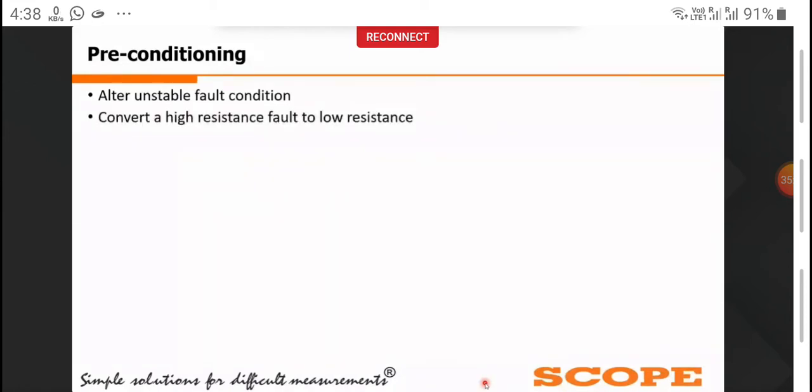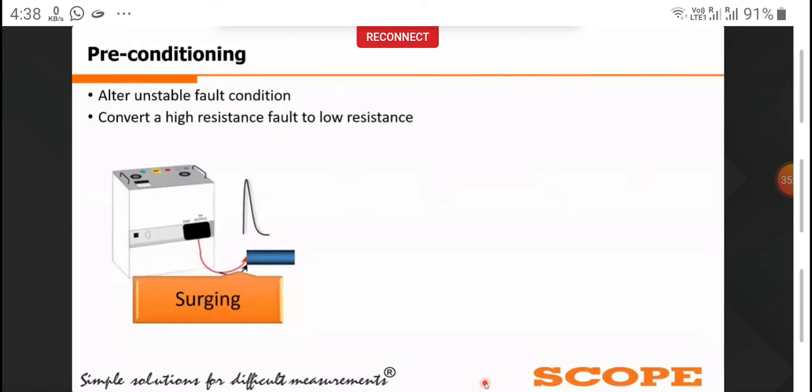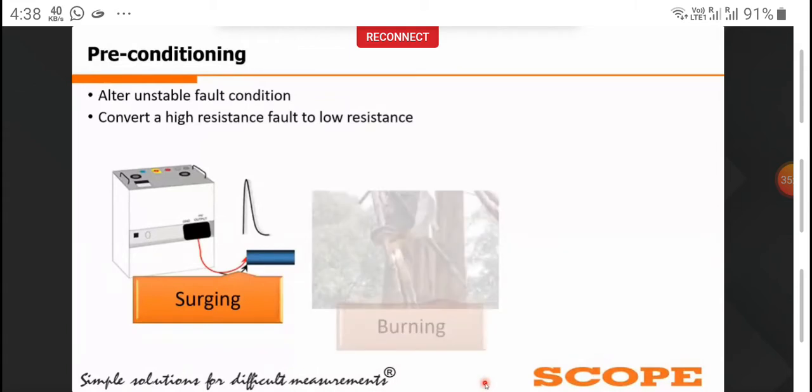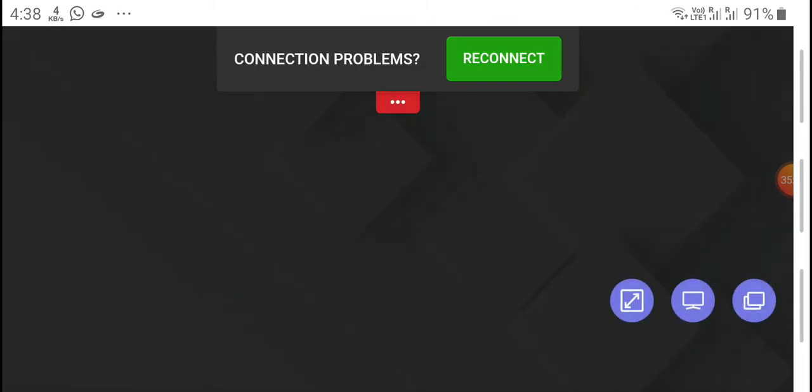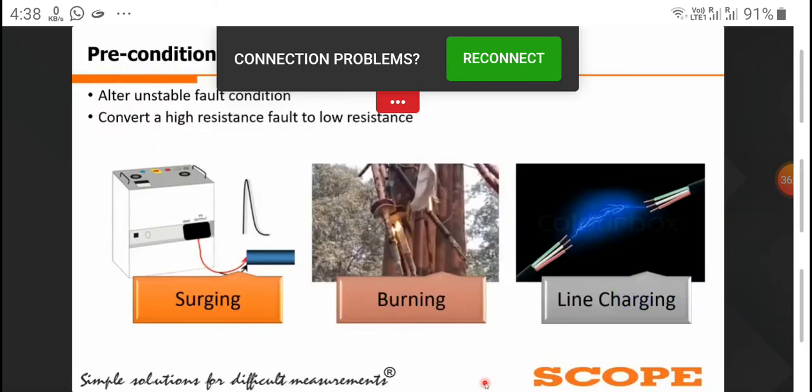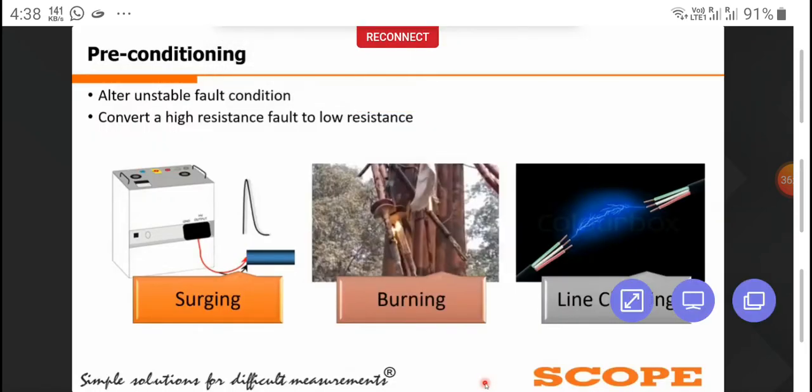After that, in certain conditions, we need to alter the fault conditions. In preconditioning, altering the fault conditions means we are converting the high resistance fault into a low resistance fault, or we are removing the moisture present in the cable by the application of surges. The moisture affected area, and this moisture is removed by the surging.